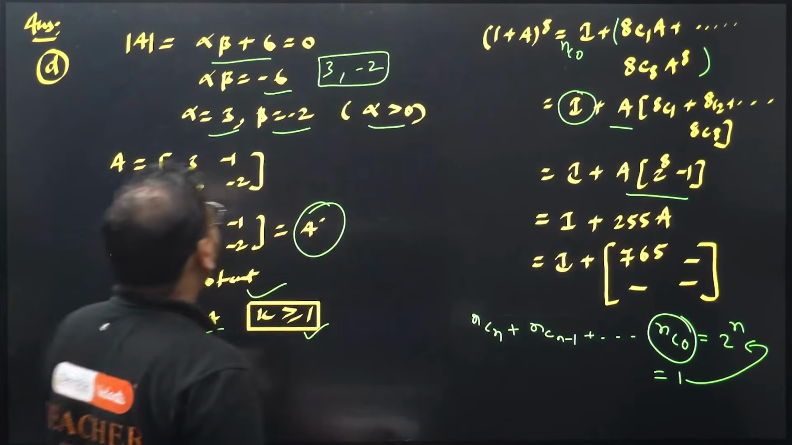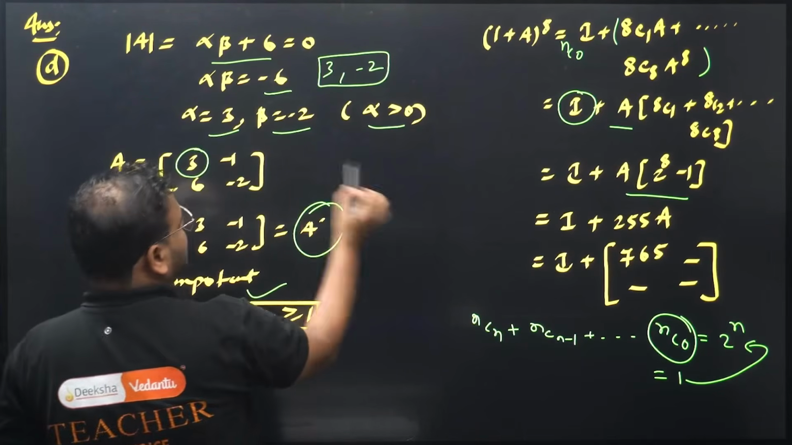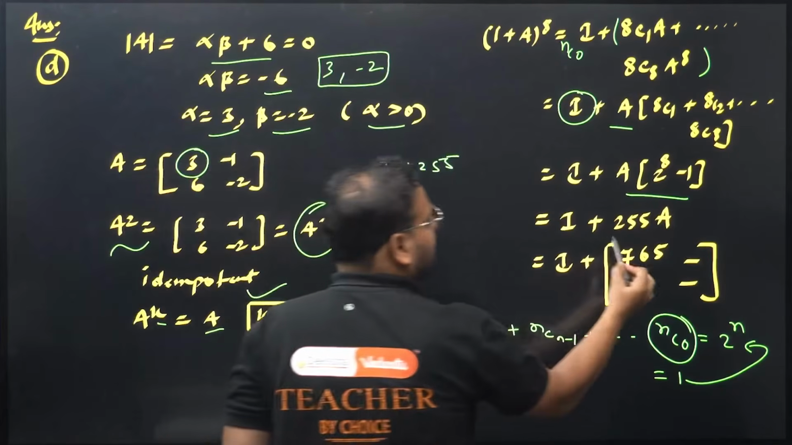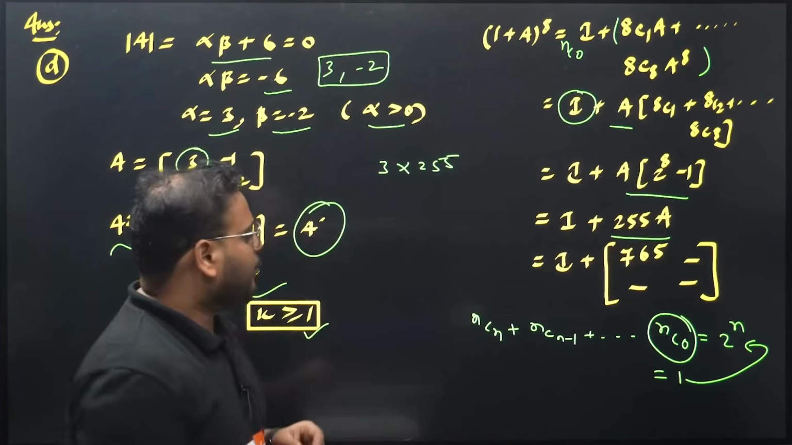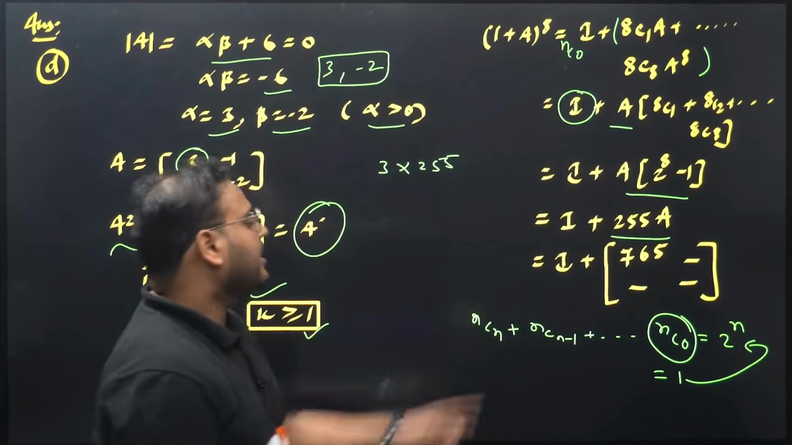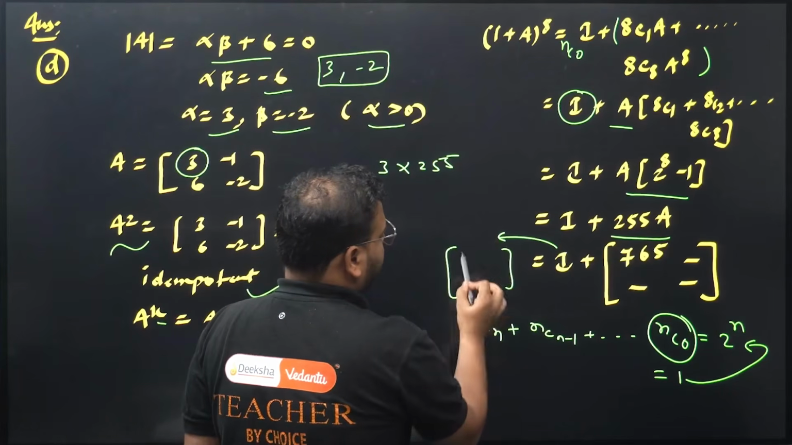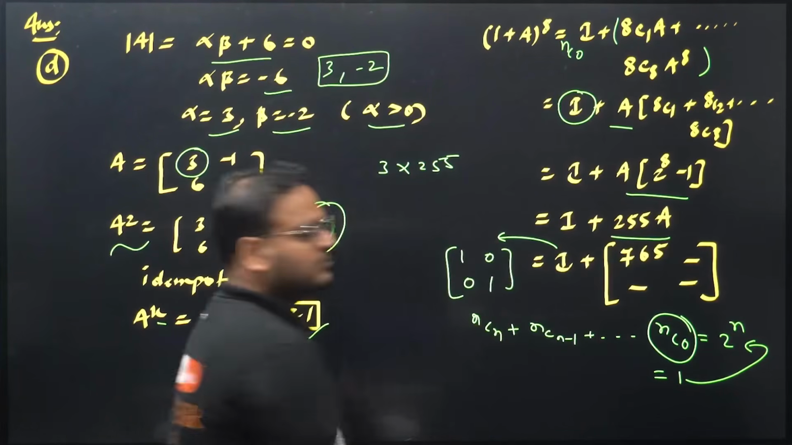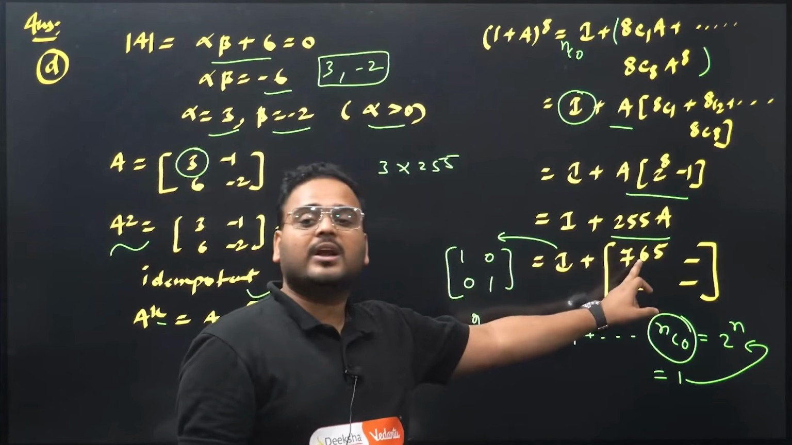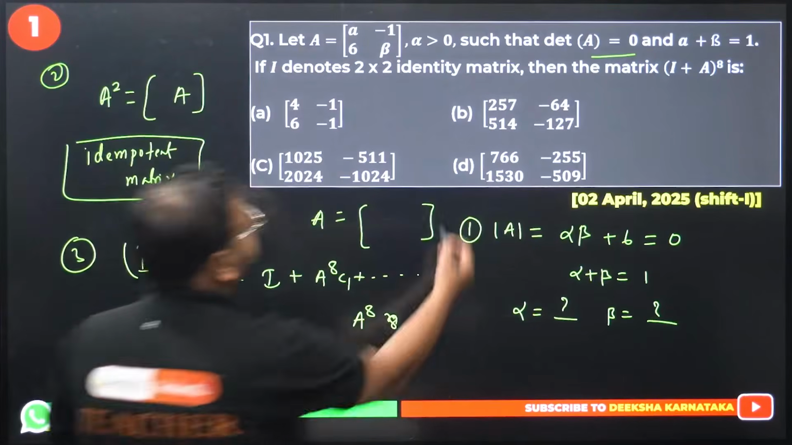Now look at the matrix A that we have. First term you check. First term is 3. So multiply this 3 to 255. You get 765. And if you check the identity matrix, this will become 1001. Now if you add 1 to the 765, what do you get? You get 766, which is option number D.